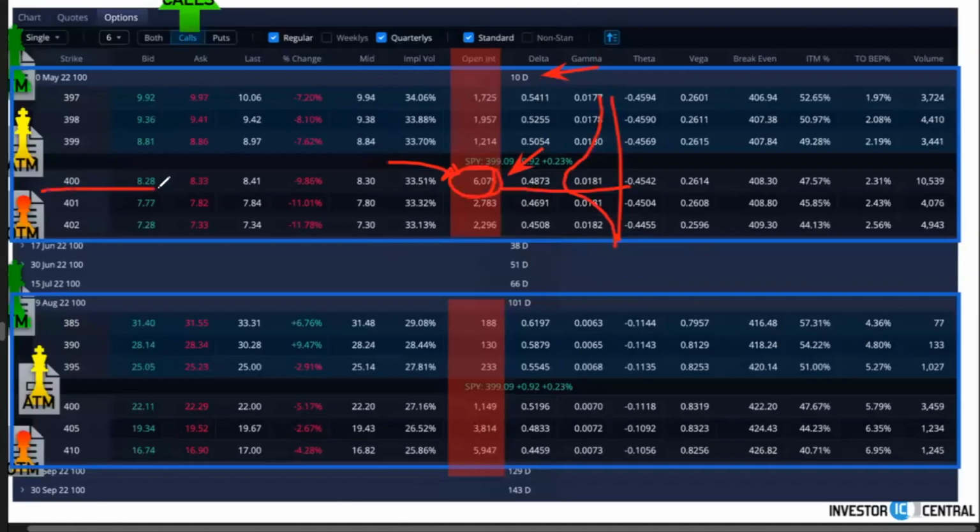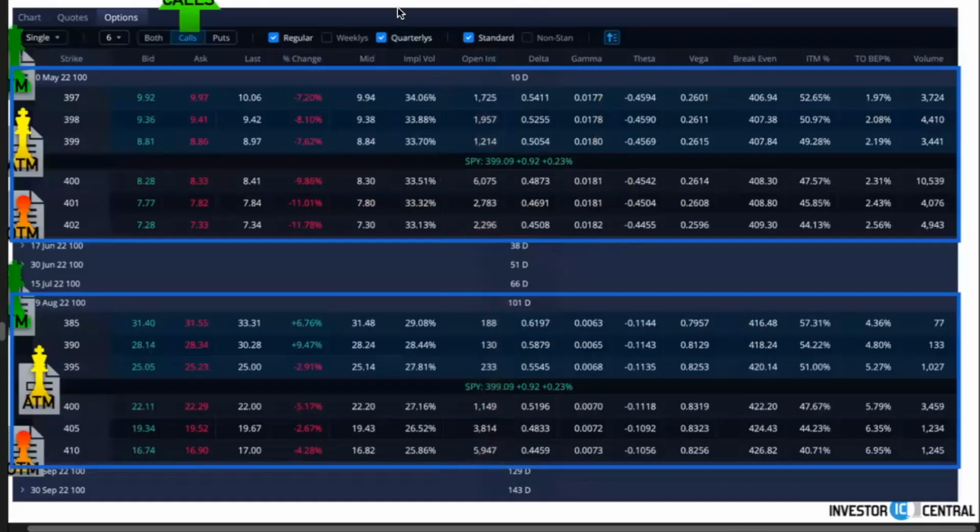But I want you to keep in mind, when you're looking at all of your options chains, as we warned you about theta, the shorter-term contracts are going to have higher thetas, and longer-term contracts are going to have lower thetas. So you can understand that time rental concept we talked about.